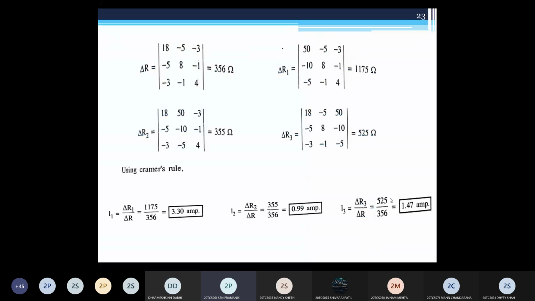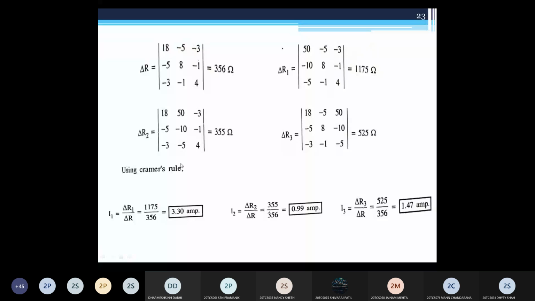Sir, I had a doubt. For delta R1, why do we replace the first row with the voltage? Not first row. We replace the first column. Yes, column. This is a method. This is called Cramer's rule.